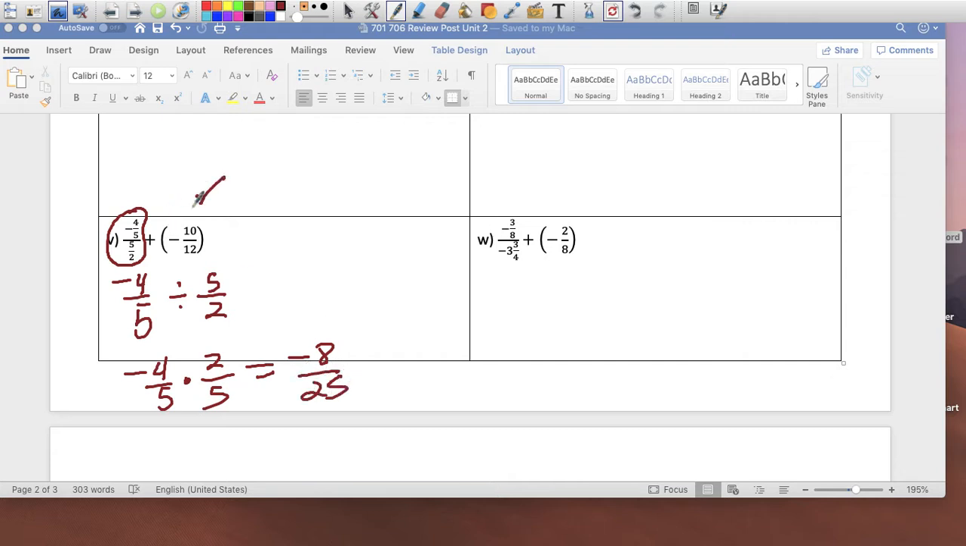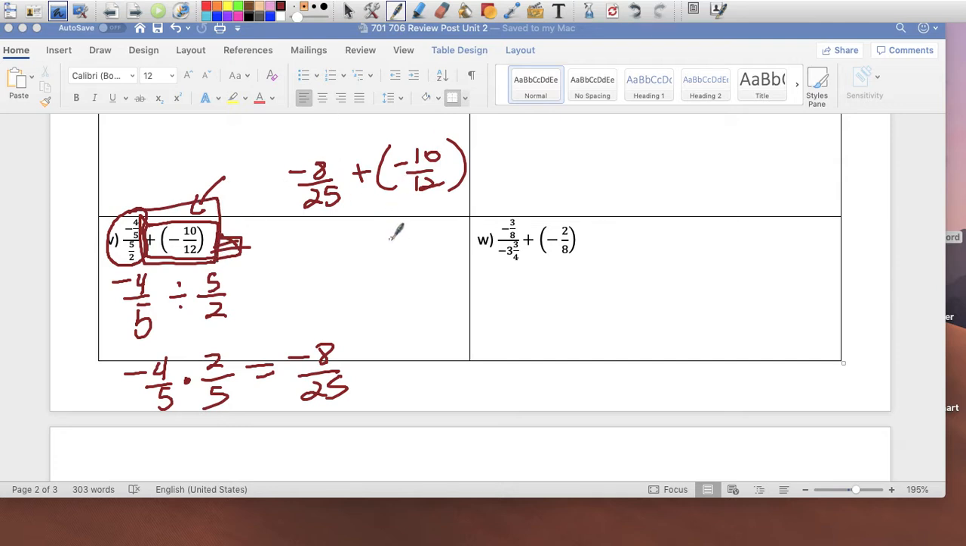Now I'm going to do this part. Hang on a second, I'm trying to figure out what I'm doing. So it's going to be negative 8 over 25 plus negative 10 over 12, right? So that's what I have because I'm adding this with this guy right here.